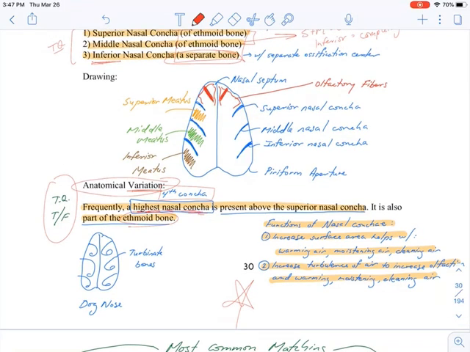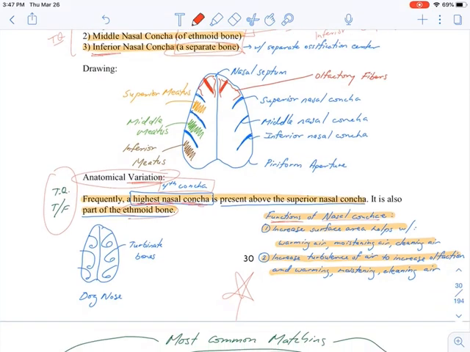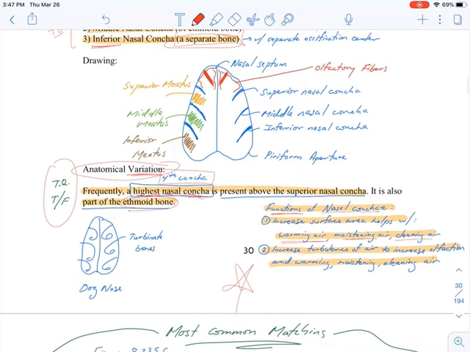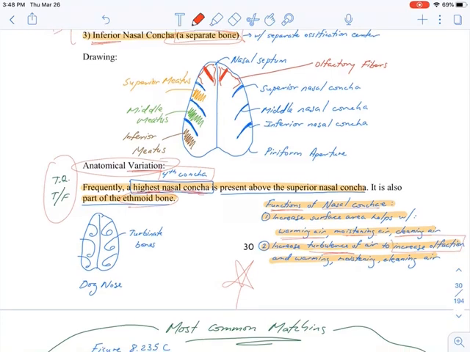We'll end here. So we have our functions of the nasal concha: increased surface area. That's important because it helps warm air, moisten air, clean air. Then it can increase turbulence. When you increase turbulence, it helps with our sense of smell, and it also helps, just like surface area does, with warming air, moistening air, and cleaning the air.